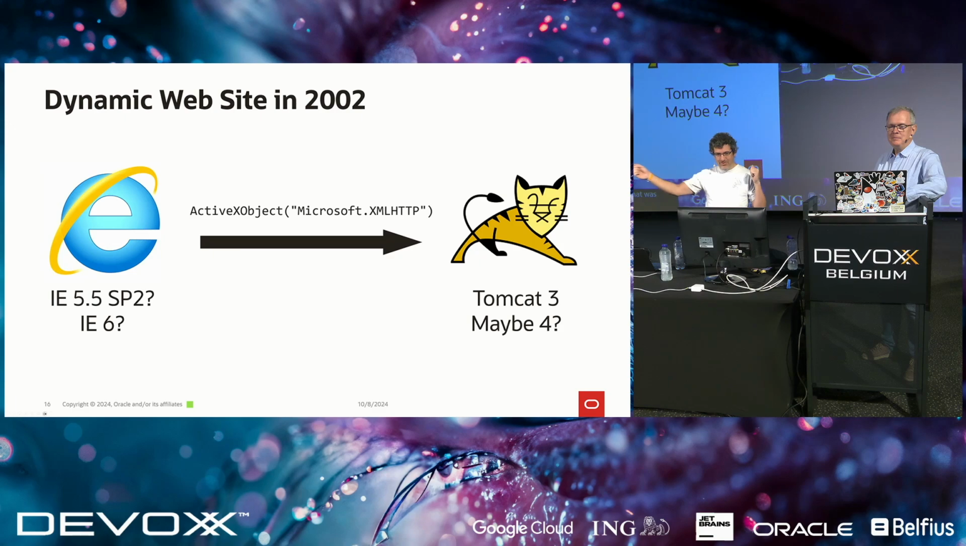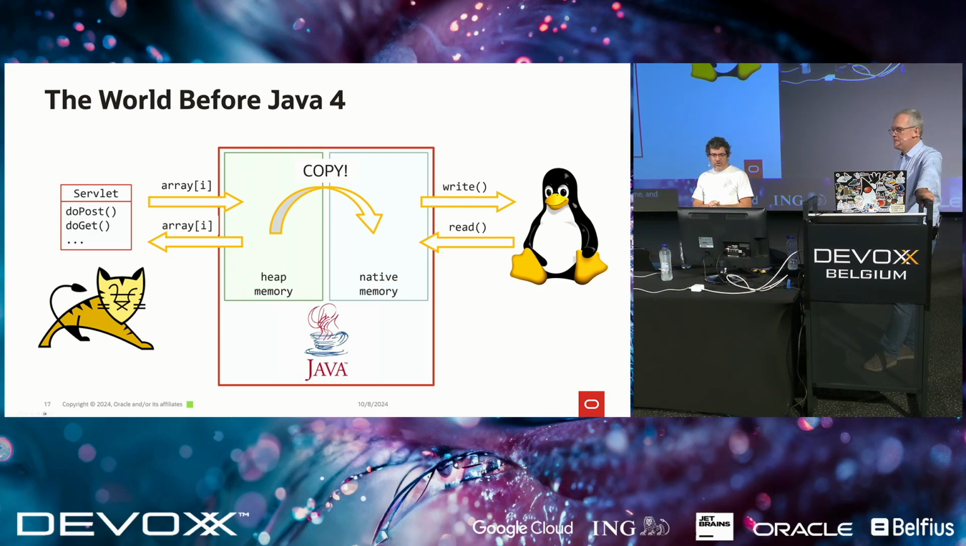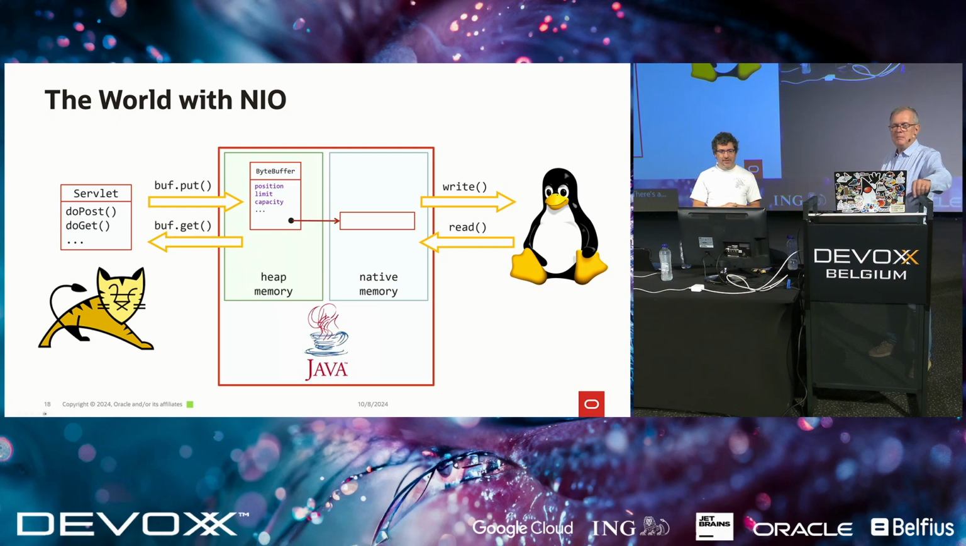and you could just access your Tomcat thing. So before Java 4, if you had a servlet and you wanted to write things on a socket, basically your web server had to copy the data from the heap memory to the native memory, the C-like memory. And with the new Java NIO API, now with the ByteBuffer API, you are able to allocate memory directly into the native memory, so you avoid a copy each time you do a read or a write. So it's better and faster.